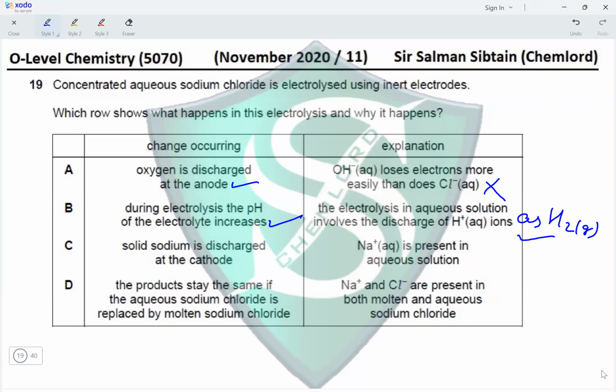Next, solid sodium is discharged at the cathode. Sodium is never discharged. This is wrong. The products stay the same if the aqueous sodium chloride is replaced by molten sodium chloride. It cannot, because molten sodium chloride will have only sodium ions and chloride ions. So in that case, we will have sodium discharging at the cathode and chloride discharging at the anode. So this is also incorrect. So as a result, option B is the correct option for this question.